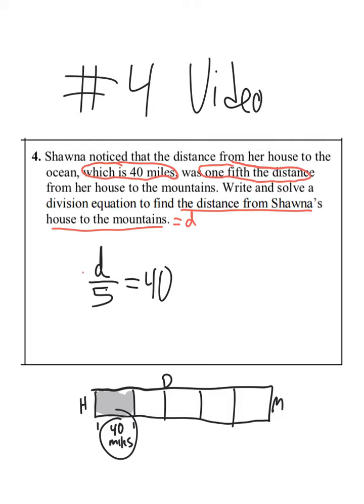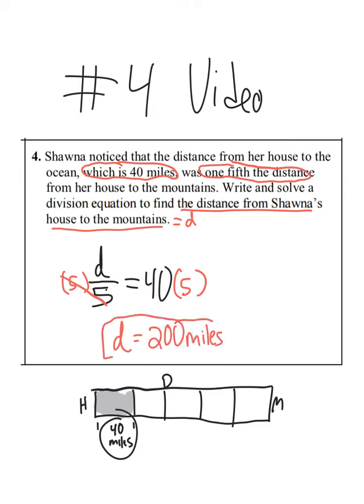Now, to solve it, I'm going to multiply both sides by 5. Cancel, and I get D is 40 times 5, which is 200 miles. Okay, so that's it for this one. Thanks.